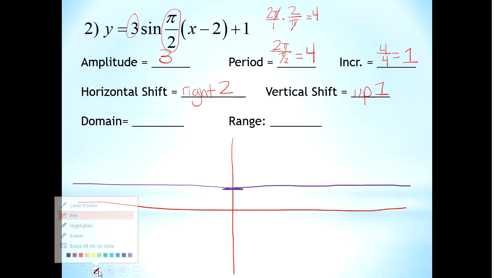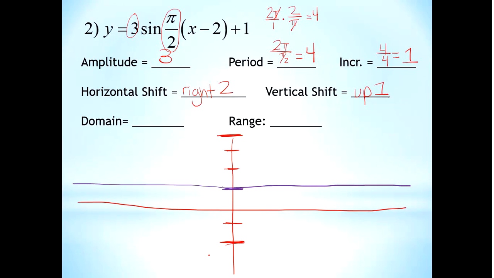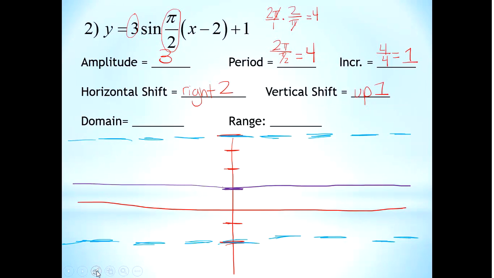There we go. Now let's go ahead and find our amplitudes. From there, I'm going to have to go up 3 and down 3. So 1, 2, 3. There's one of my amplitudes. And then down 1, 2, 3. So my amplitudes, if I mark them in here with my marker, there's 1, and here's the other. There we go.